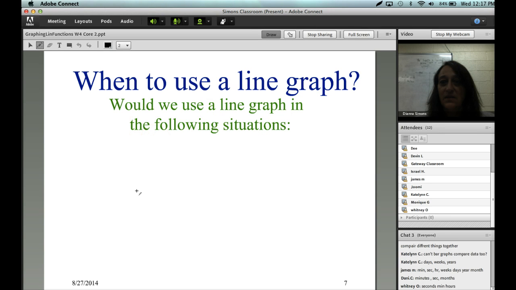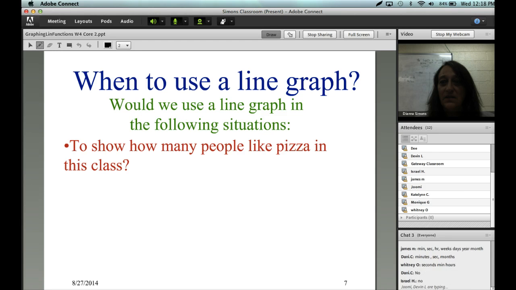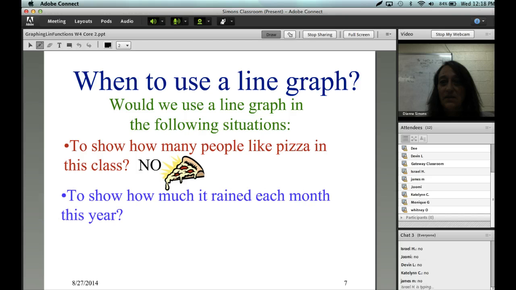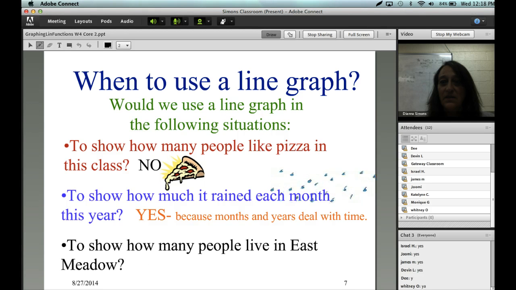Would we use a line graph in the following situations? To show how many people like pizza in a class, would you use a line graph? Good. All right. To show how much it rained each month this year. Yeah, because months and years deal with time.